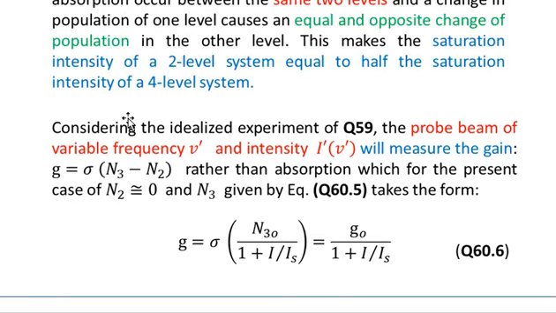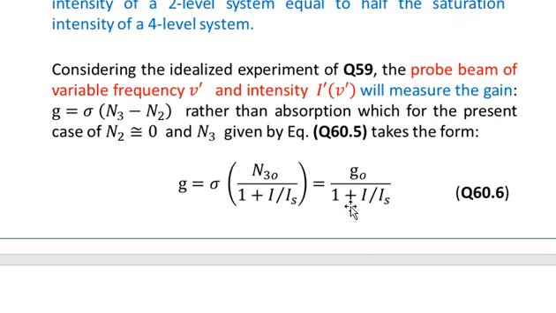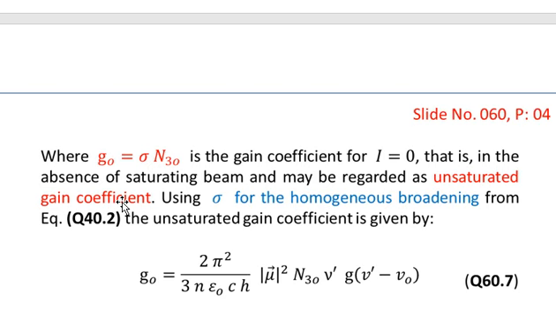This G naught, equal to sigma times N30, is the gain coefficient for I equal to 0. Because if you put I equal to 0 over here, you will get G naught equal to G. So that's why we have called this the gain coefficient for I equal to 0, that is in the absence of the saturating beam, and it may be regarded as the unsaturated gain coefficient, because it is defined when the intensity I of the saturating beam is 0.